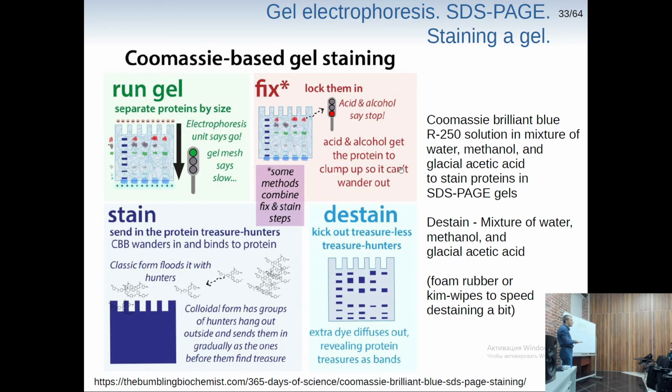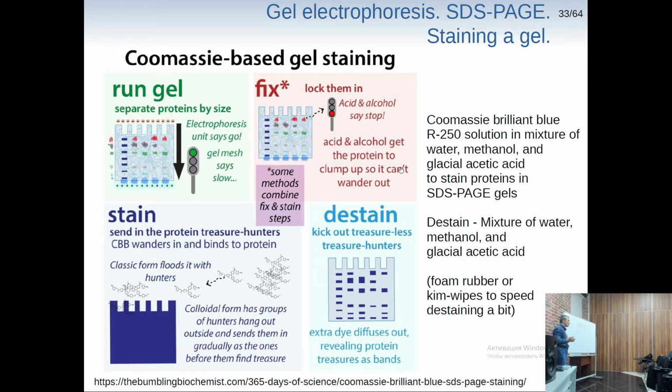Now we can stain it. Actually, there are a lot of different stains we can use, and the most common one is Coomassie. But from a practical point of view, I strongly suggest you use so-called colloidal Coomassie. Colloidal Coomassie is easier to use and more compatible with mass spectrometry. It costs about the same.